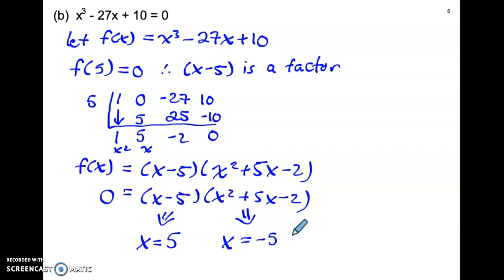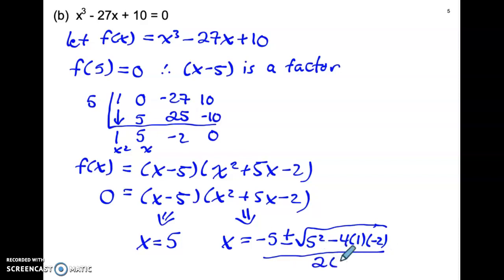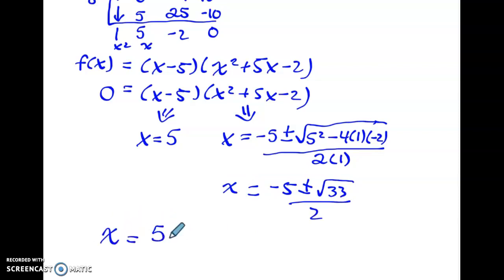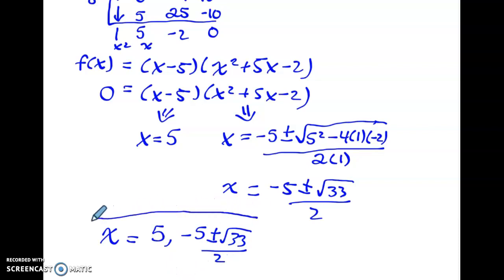So x is equal to negative b plus or minus the square root of b squared minus 4ac all over 2a. And if we work that out, we will get that there is a root 33, and it's all over 2. And that can't be reduced at all, so we just have our two answers of 5 and negative 5 plus or minus the square root of 33 over 2. So that's actually 3 different answers. But there are our solutions.